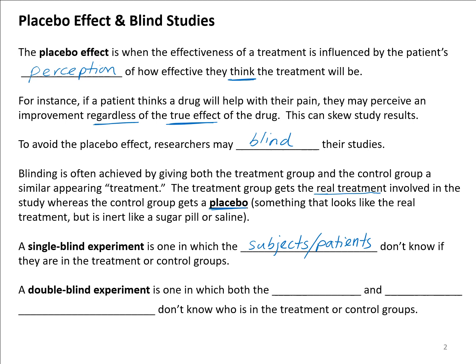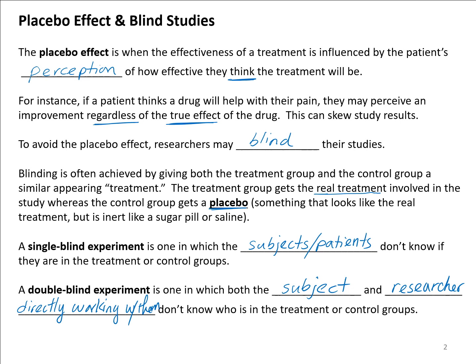Now, there is another type of blinding that can happen. A double-blind experiment is one in which both the subjects and the researchers directly working with the subjects don't know who is in the treatment group or in the control groups.